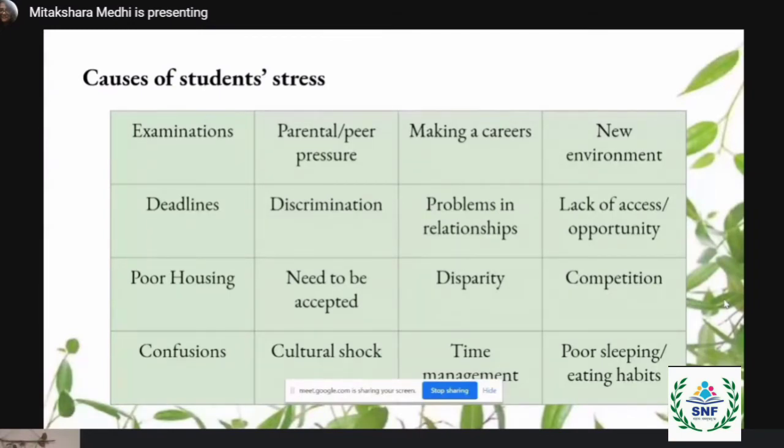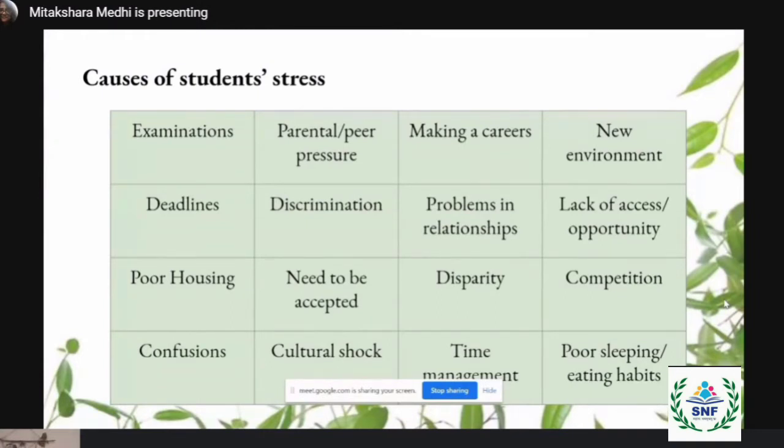Next is problems in relationships, whether it's with family, friends, or your romantic partner. Then there is lack of access or opportunity. This lack of access comes with the fact that we are not all from the same privileged background. And this has been specifically brought about with the digital divide. When the classes moved online, lots of students did not have laptops or phones to attend those classes. So then there is poor housing. In college, even in schools, you tend to rent houses. You move out of your parents' house, you rent houses, which are really not that great. I mean, most of the houses, they are very poor in hygiene, very dirty.